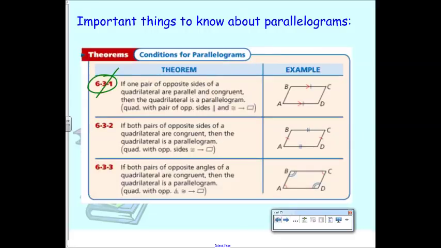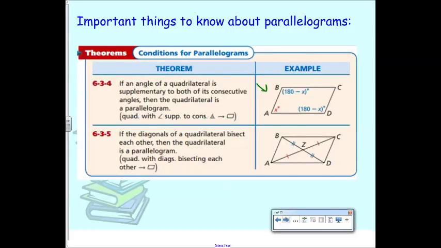No, not necessarily. Because this line, like this, could be congruent to this, and those aren't parallel. Congruent just means same distance. Okay, what about this?